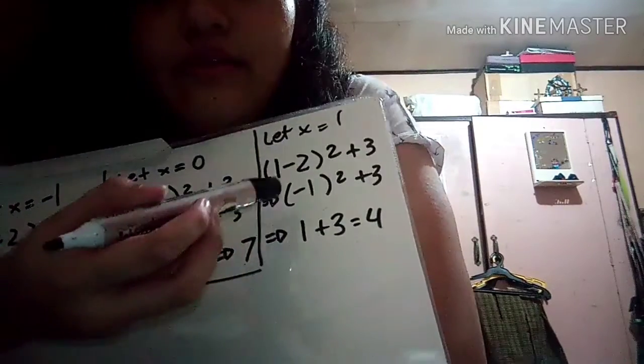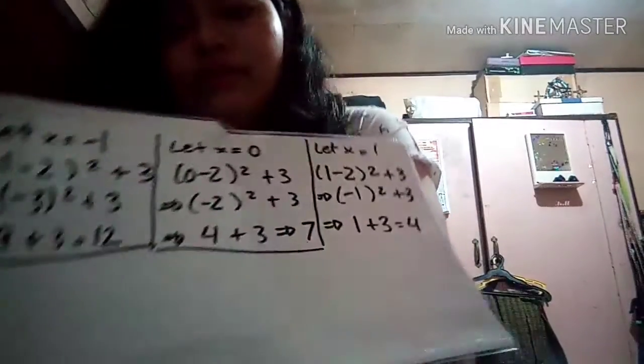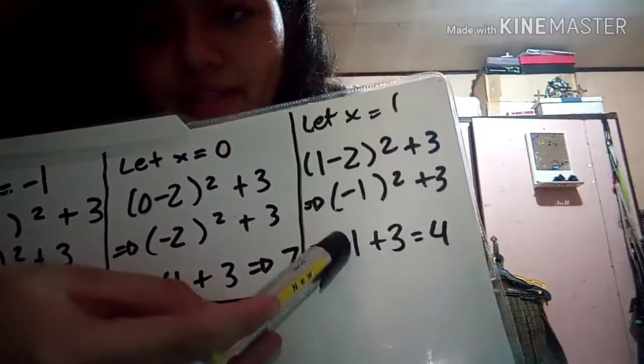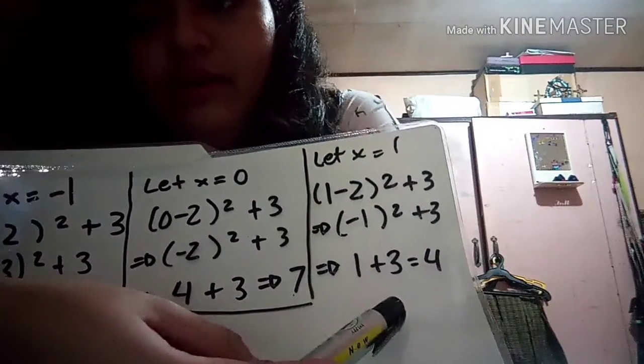Right here. You see that? 1 minus 2. Did I put a square there? Yeah, I did put a square. So 1 minus 2, -1. -1 squared. That's just 1. And we added the 3. You get 4.